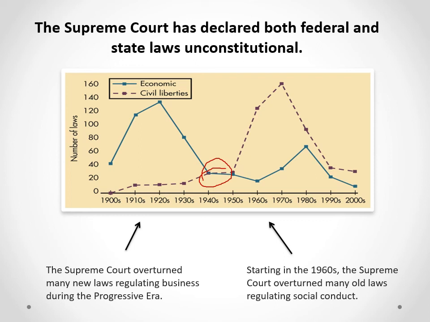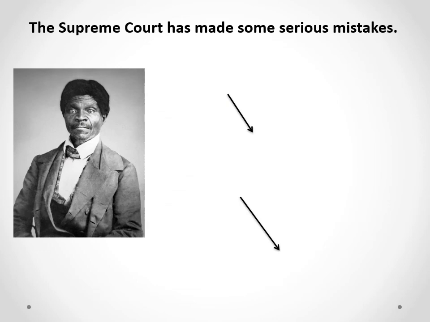This tension between the Supreme Court at the cutting edge, at the forefront of change, and the legislatures dragging their heels. So the bottom line is the Supreme Court, I would argue, is not a weaker branch of government at all. They have been quite bold in challenging the other branches from time to time. The Supreme Court has also made some serious mistakes.